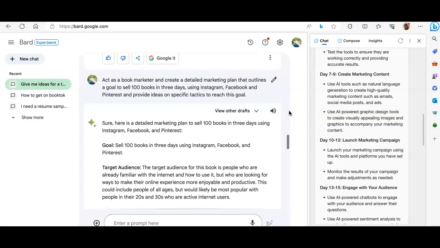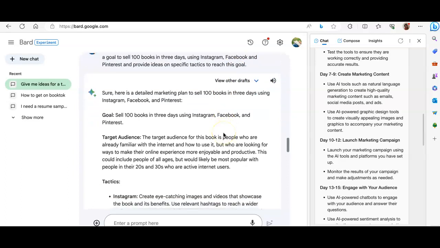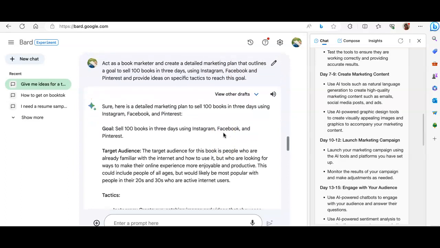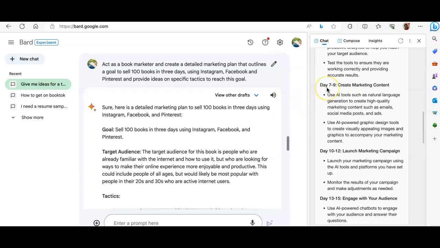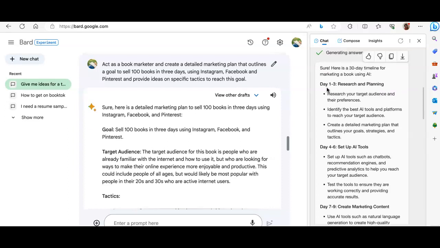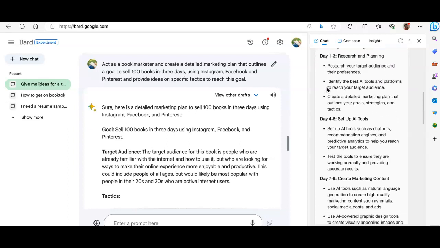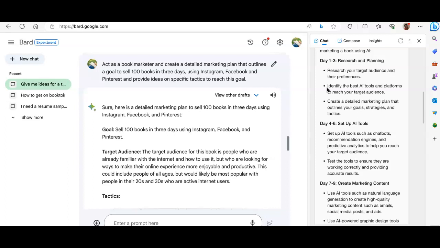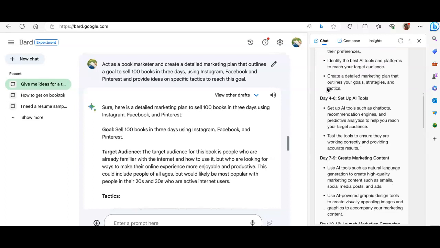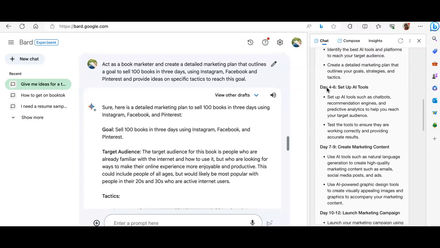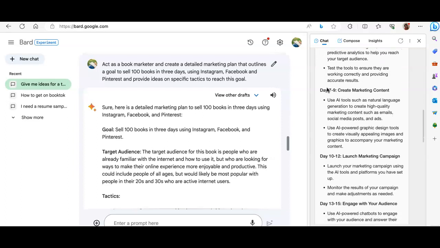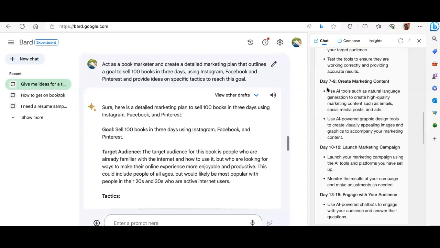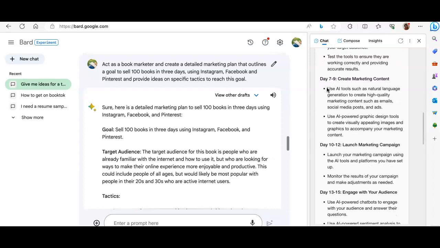So for your product or service, you're going to go ahead and you're going to plug in the necessary information. Before long, you should be having, let's just go back over our goals here. Day 1 through 3, research and planning, or our duties. And then day 4 through 6, we're setting up our AI tools. Day 7 through 9, we're creating marketing content. Day 10 through 12, we're launching our marketing campaign. And day 13 through 15, we engage with our audience.